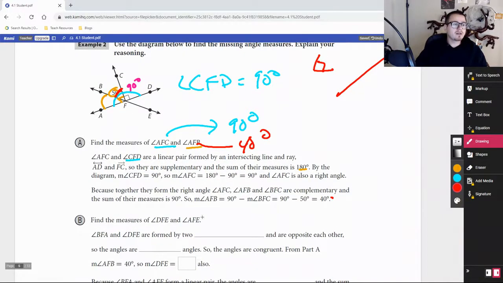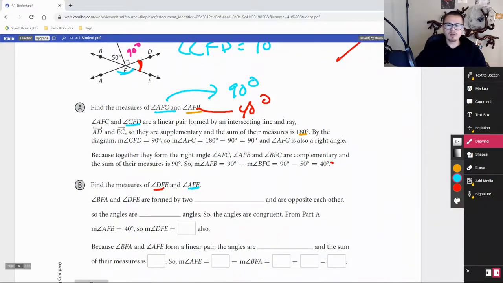So now you can continue. I'm going to erase just a little bit because it's getting a little crazy. I highly recommend using different color pencils or highlighters when you're doing this because it can get a little messy. Find the measures of DFE and AFE. So figure out a game plan. What do you know already? What don't we know already?